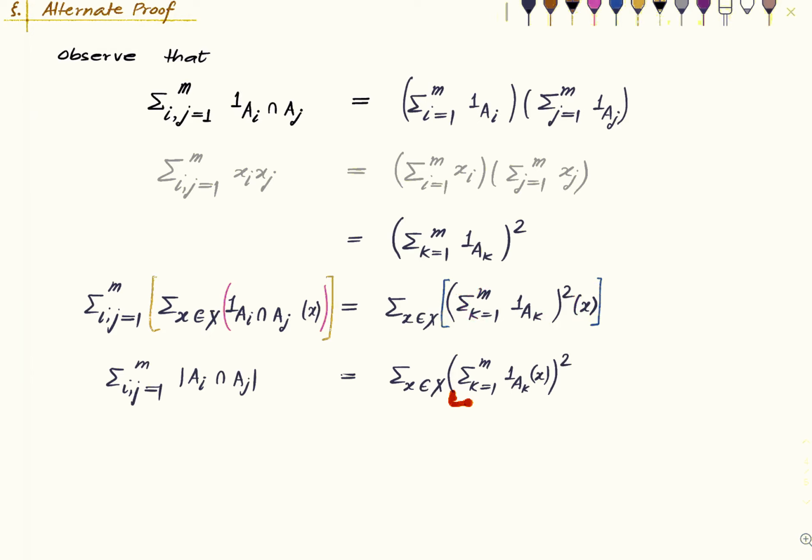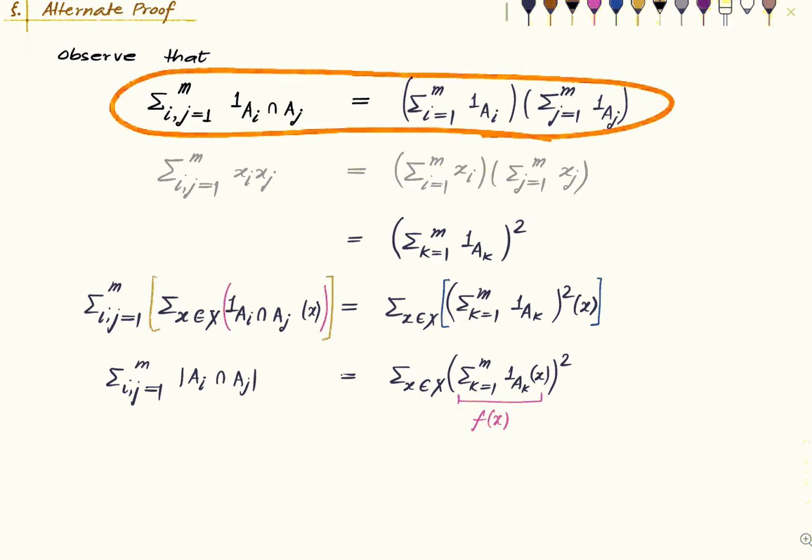But what is this count? This is basically picking up, when does this become 1? It becomes 1 when x lies in A_k, otherwise it becomes 0. So this is really the frequency of the appearance of x in any of the A_i's, and hence this number is just f(x). This number is f(x), and that's it. That finishes the proof. So the proof is just this identity, right?